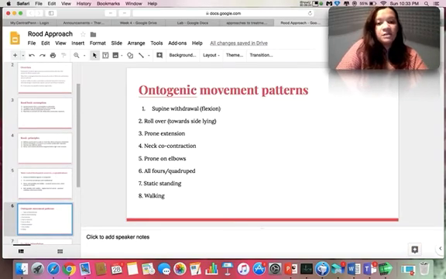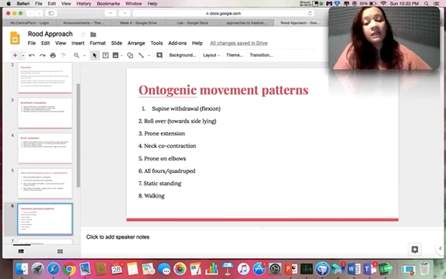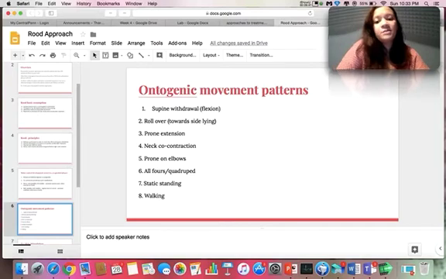Then we have ontogenic movement patterns. So those are 8 patterns, and if you look in your book at page 411, you can kind of follow along with the pictures. And I'm just going to touch on these because we're going to cover them in class and lab. So the first is supine withdrawal, and that's a protective position. Then we build up to rolling over towards side lying, and that's when the arm and leg are flexed on the same side. Then we have prone extension.